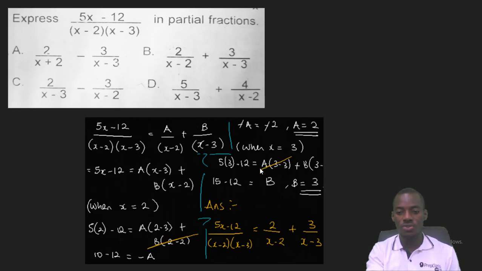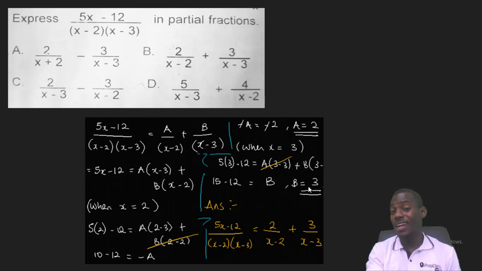0 times A is cancelled. Then I have B, 3 minus 2. And that will give me 5 times 3 is 15, sorry, minus 12 equals 3 minus 2 is 1. 1 times B is B. So I have 15 minus 12 is 3. So B equals 3. And that's my answer. So my A is 2, my B is 3. And that is the end of partial fraction.